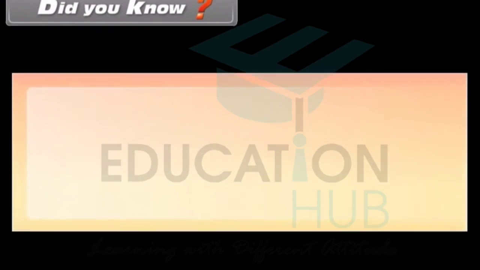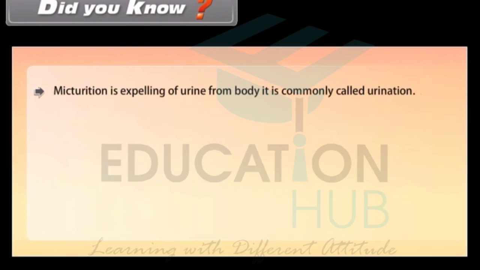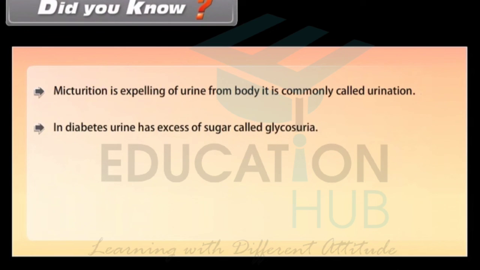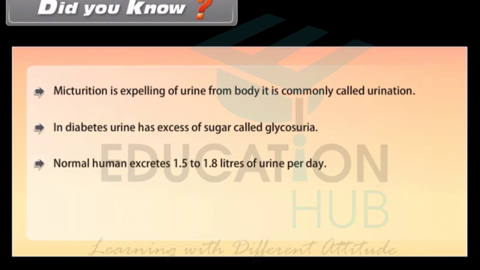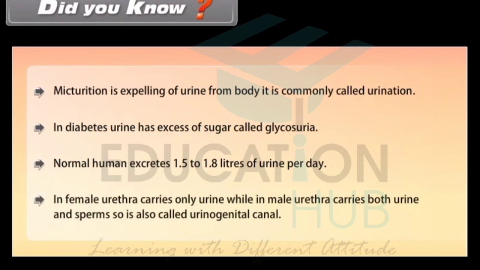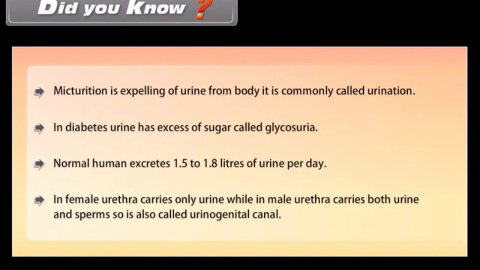Did you know? Micturition is expelling of urine from the body. It is commonly called urination. In diabetes, urine has excess of sugar, called glycosuria. A normal human excretes 1.5 to 1.8 liters of urine per day. In females, the urethra carries only urine, while in males, the urethra carries both urine and sperms, so it is also called urinogenital canal.